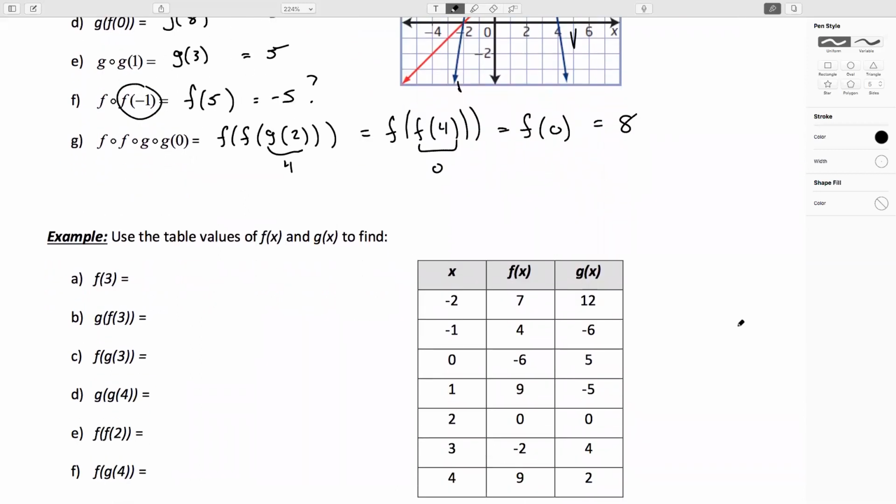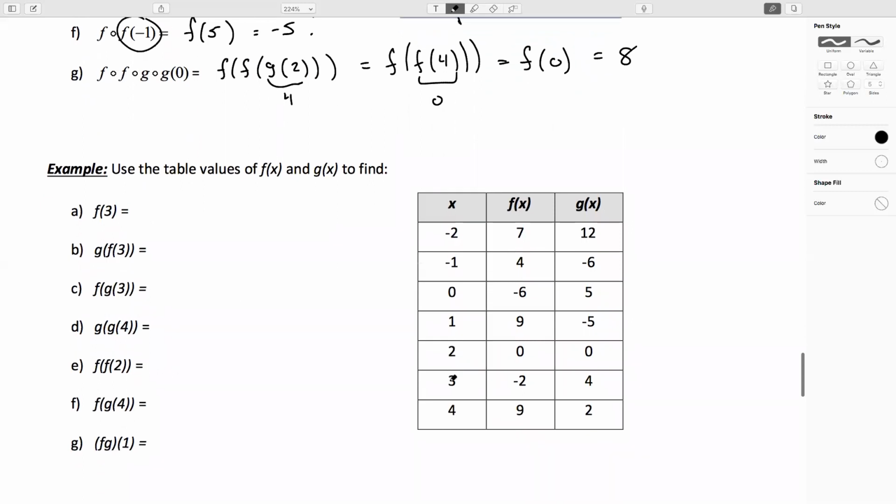The next question is exactly the same, except instead of a graph, we have to find our values in a table. We're still searching for y values of specific functions. So f of 3, for example, we would go to 3. 3 is our x value, that's our input. f of x is minus 2 when x is 3. So f of 3 is minus 2.